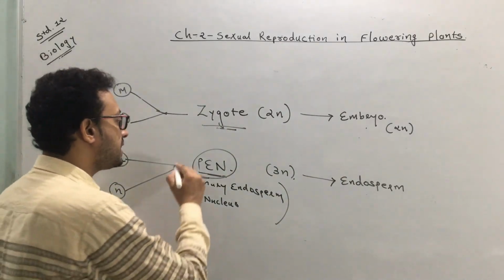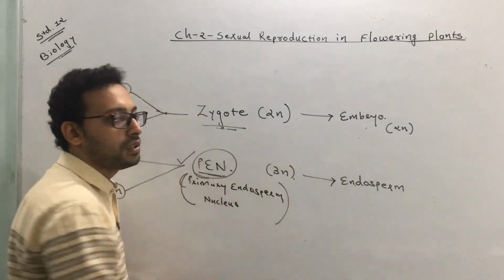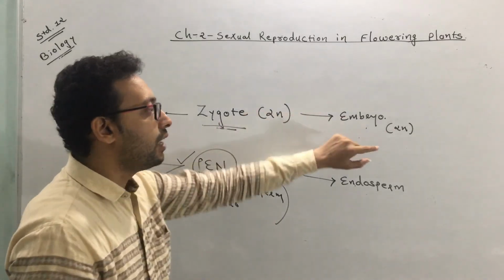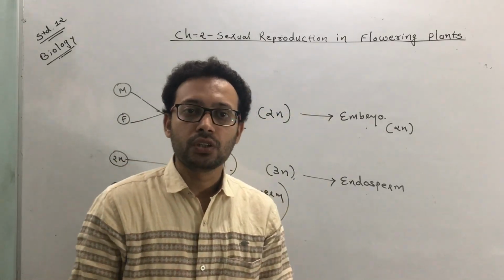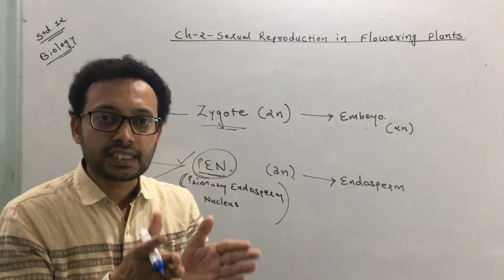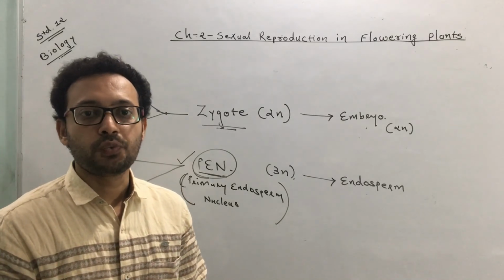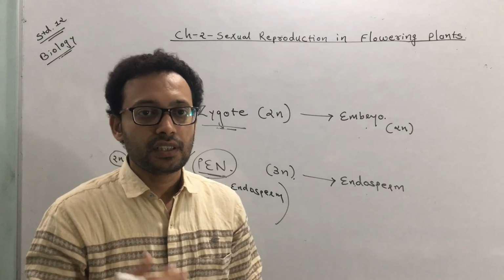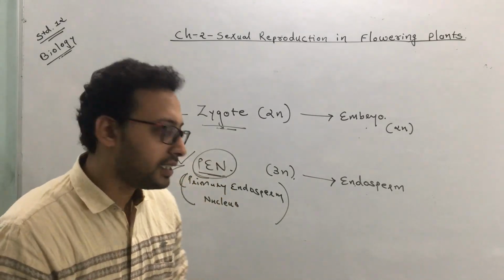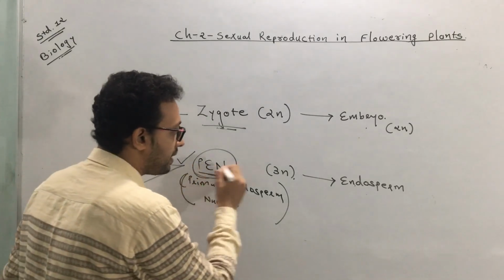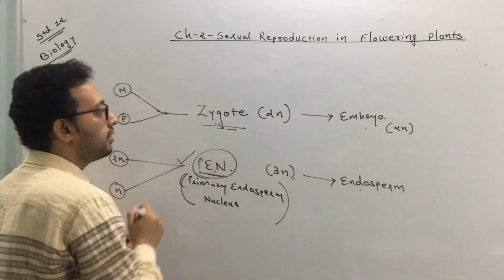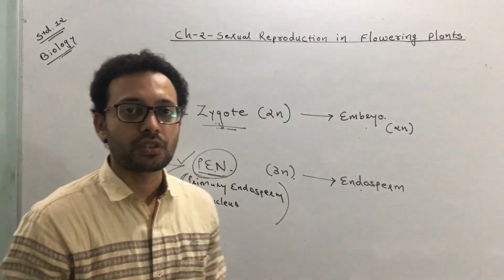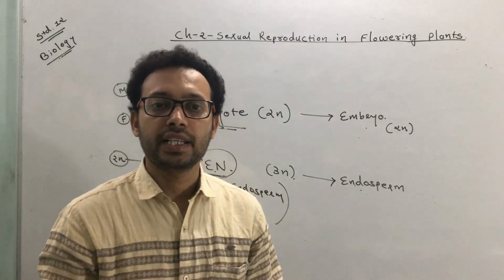But first we will discuss PEN converting to an endosperm, and then we will see how the zygote converts to an embryo, because the process occurs in a sequential manner for a certain reason. I will tell you the reason in the next session, but till then first we will learn PEN to endosperm, and then zygote to embryo formation. Both processes we will discuss next time.